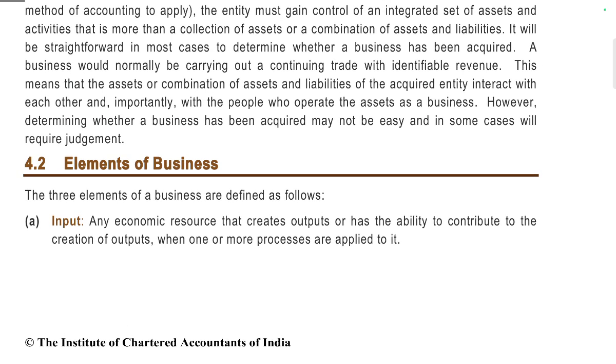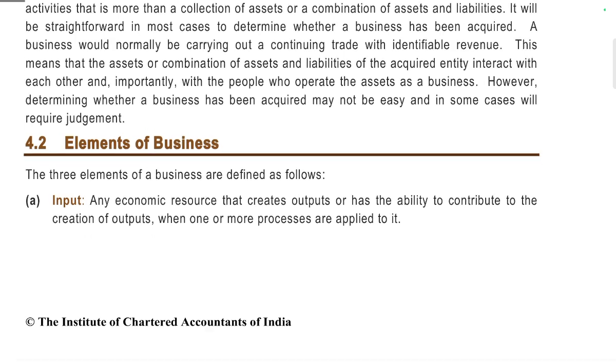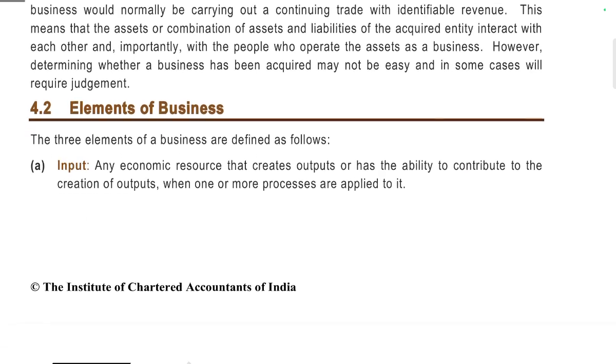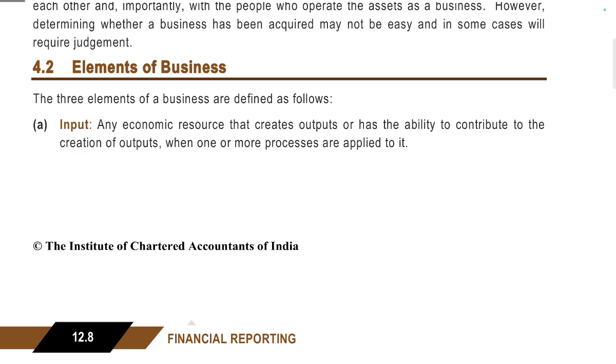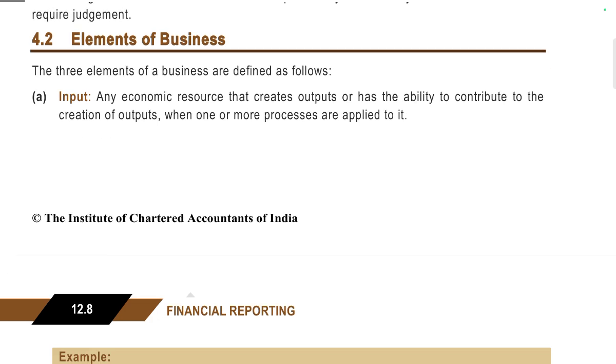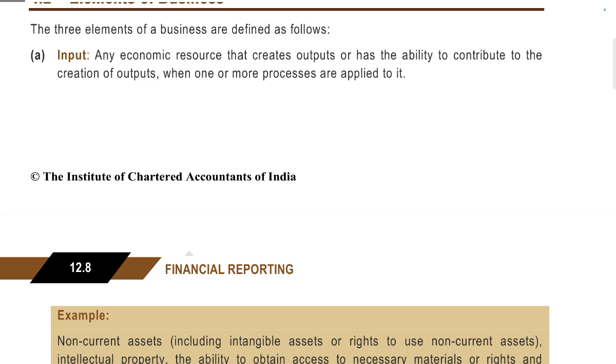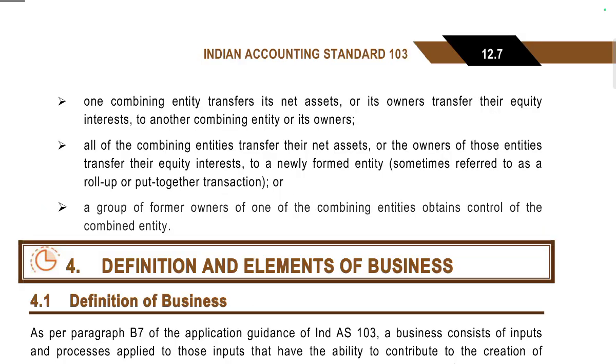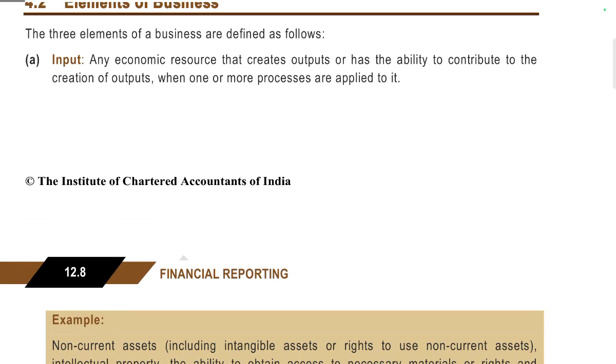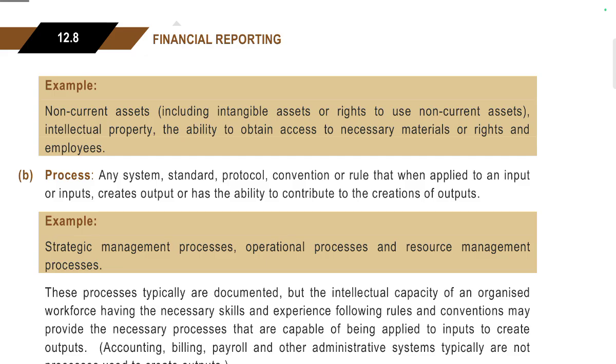Importantly, this includes the people who operate the assets and the business. However, determining whether a business has been acquired may not be easy, and in some cases it requires judgment. Elements of a business. The three elements of the business definition are the following: input, an economic resource capable of creating output; the ability to contribute to the creation of output; and one or more processes applied to it.